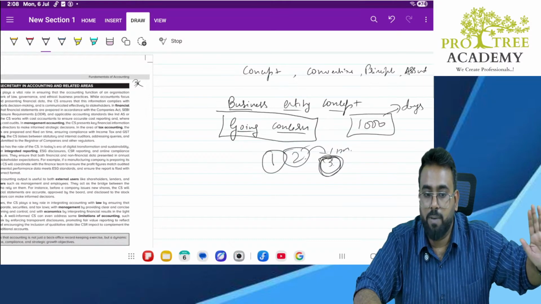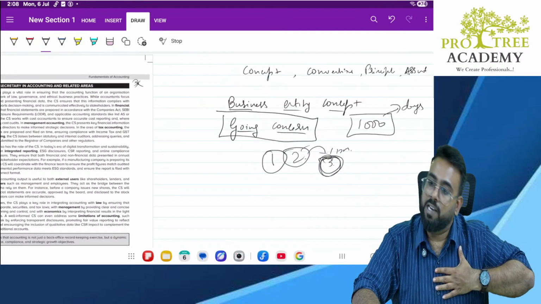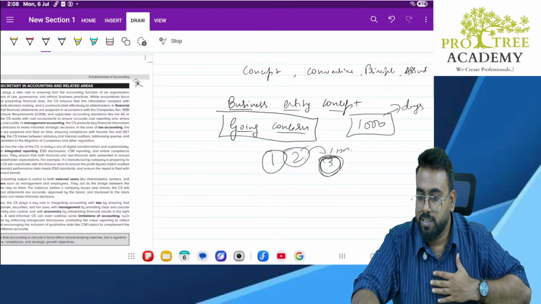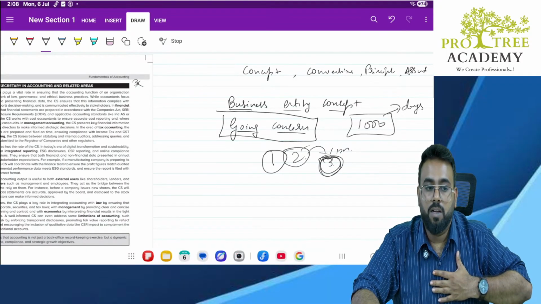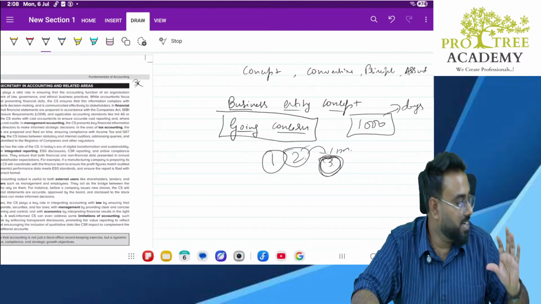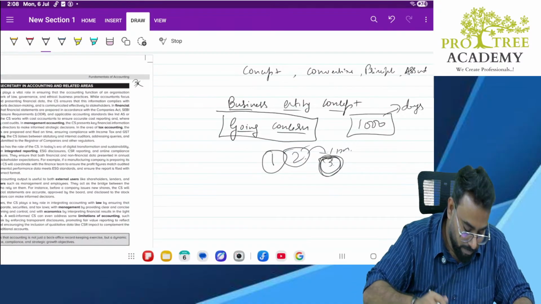Going concern assumption is nothing but what we all think when we start the business, that we will continue the business. So going concern assumption says any business will be considered as continuing for a foreseeable future. That foreseeable future can be quantified like 12 months. Clear? Everybody is understanding? Following? Okay. Next.